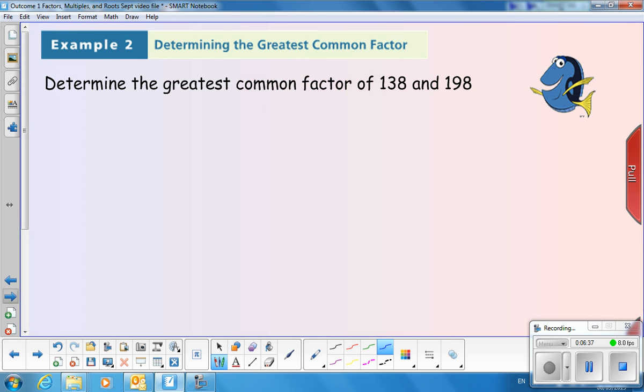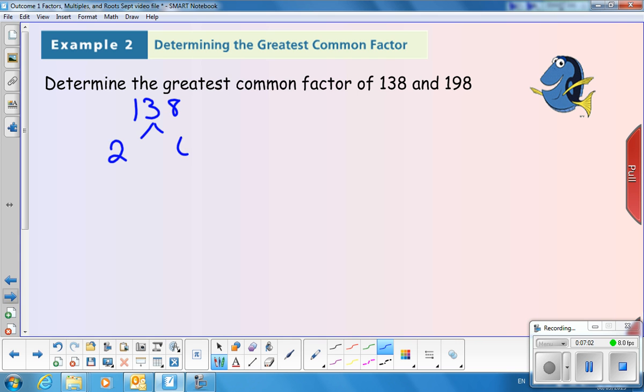So we can do this like we did in the introduction, where we write out all of the factors, or we can use a factor tree and prime factorization to help us. I'm going to start by prime factoring 138. I need to start by finding 2 numbers that go into 138. Because 138 is even, I know that it's divisible by 2.